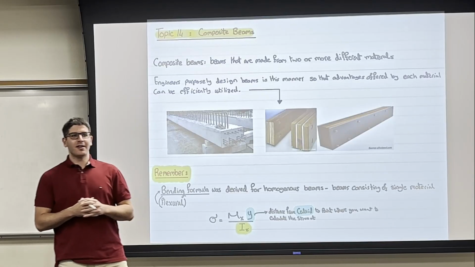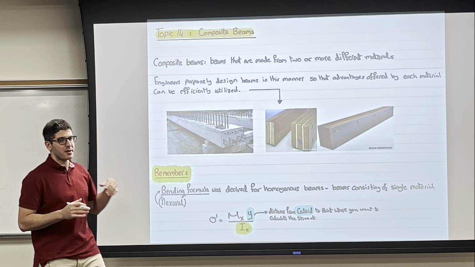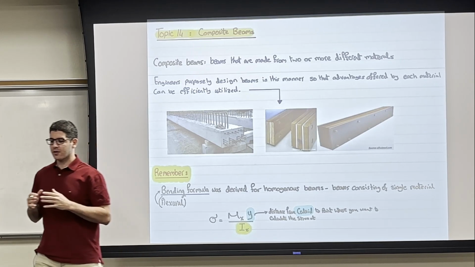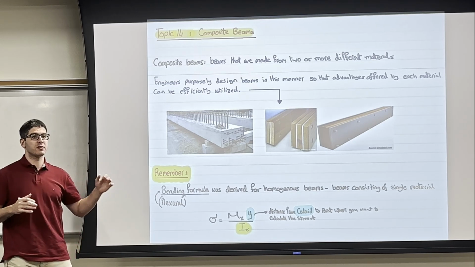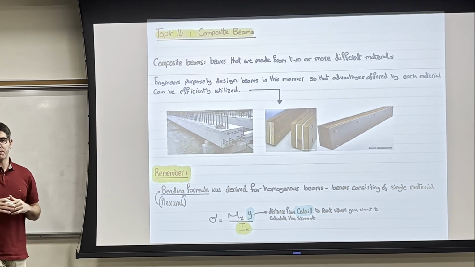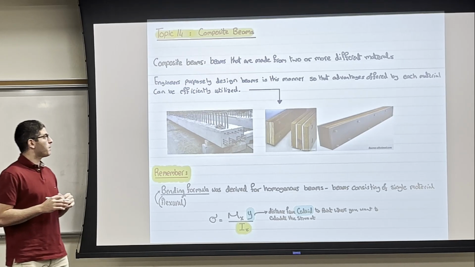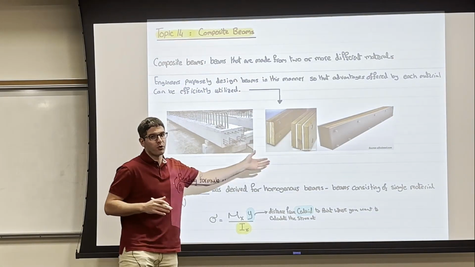Hello everyone. Today I'm going to explain composite beams, and we are going to calculate the bending stresses and bending strains for the composite beam. So let me first define what a composite beam is. Composite beams are basically beams that are made of two or more materials.